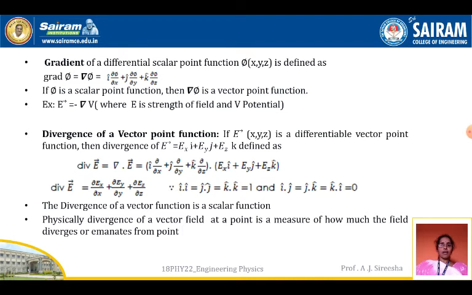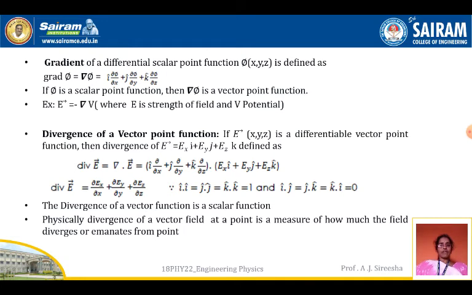If phi is a scalar point function, then del phi or grad phi is a vector point function. That means a scalar quantity can be made into a vector quantity by the operator del. If del operates on a scalar function, it becomes a vector point function. For example, E is equal to minus del V. Here E is the strength of the electric field and V is the potential. V is a scalar quantity. When del is operating on a scalar function, you are getting a vector function. So this is called a gradient.